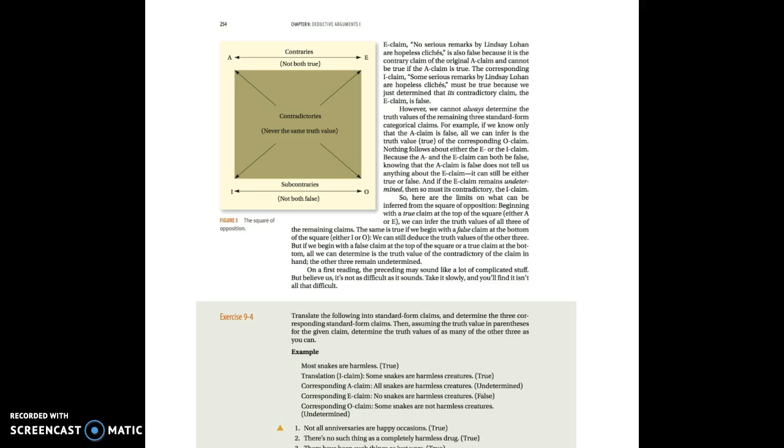In this brief tutorial, I want to go over what we call the three categorical relationships or relations: conversion, obversion, and contraposition. Before I do that, let me just review here. This is again on page 254, the square of opposition. Let me zoom in on that real quick.